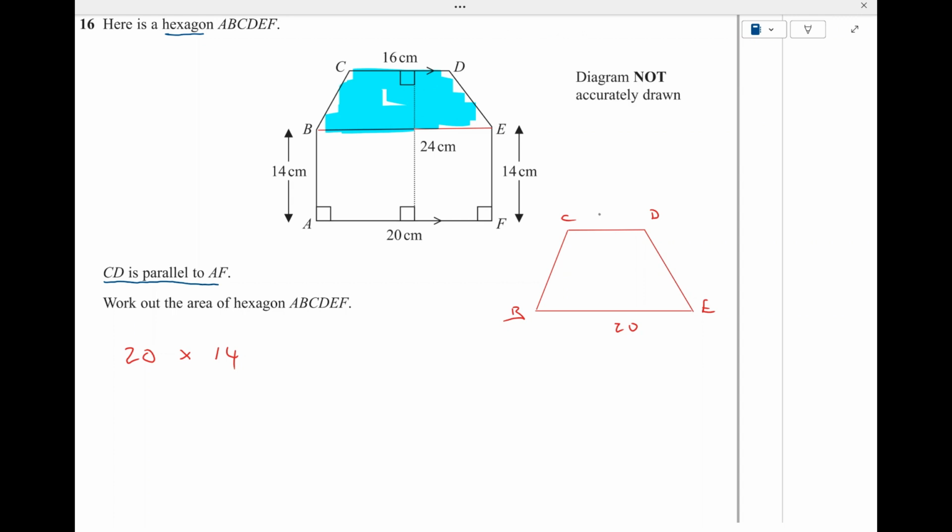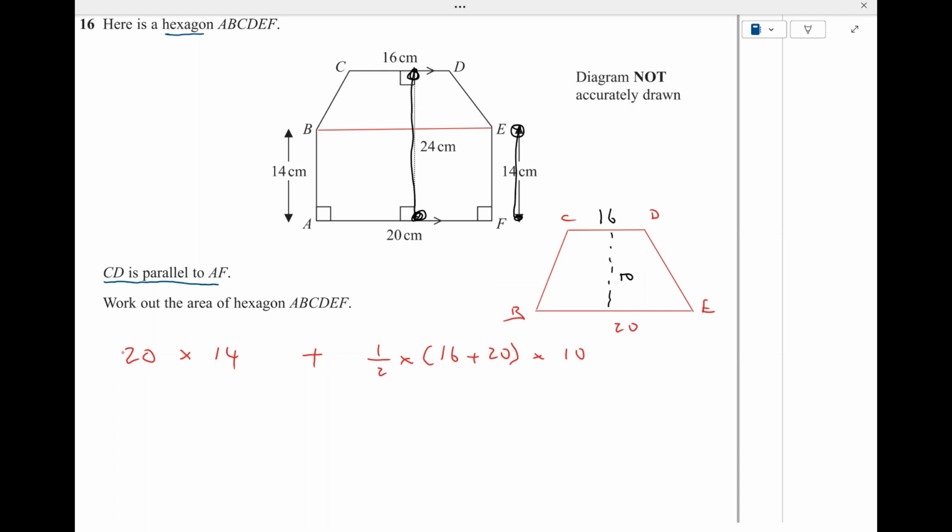Okay, now what do I know? I know that's 16, 20. Now, do I know the height? All the way from there to there is 24, and all the way from there to there is 14. So the height of that is 10, isn't it? So this is a trapezium. And I know the formula for the area of a trapezium is a half times (16 plus 20) times the height, which is 10. And that formula is on the formula sheet.